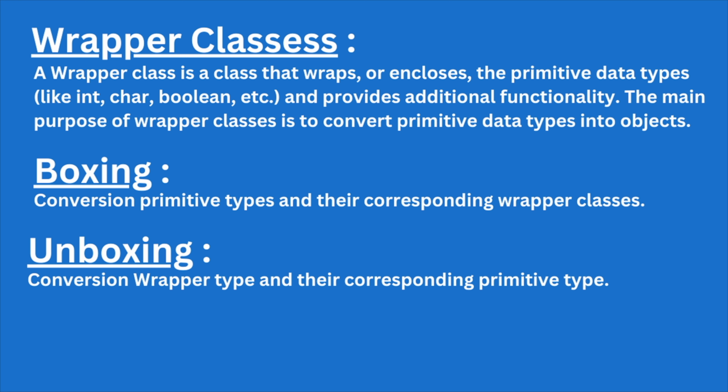Next we have boxing. Boxing is nothing but the conversion of a primitive data type into its corresponding wrapper class. And unboxing is the reverse of boxing, which is the conversion of a wrapper type into its corresponding primitive type. Right? So now let us understand this with the help of a program.